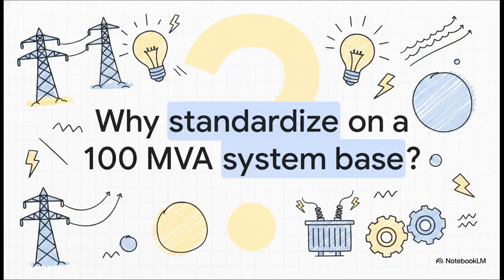Now, throughout this explainer, you might have noticed our sources keep mentioning a 100 MVA system base. And that really begs the question, right? Why does the entire power industry default to standardizing on exactly 100 MVA? Why not 37 MVA or 50? Is there some unbreakable law of electrical physics that demands the number 100?